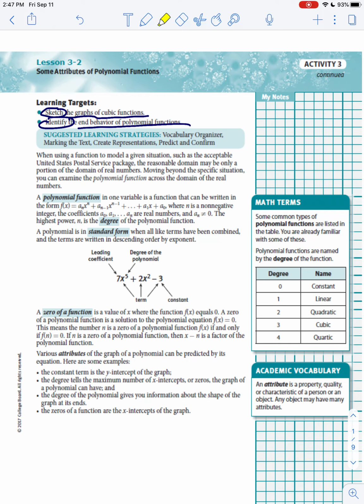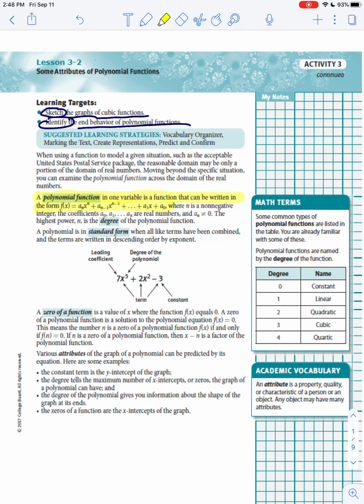So you know a polynomial is a function in one variable that can be written in this form. It looks messy, but it's really not. It's just a sub n x to the n. That just means a coefficient, and then it's x to a power, and then another coefficient, and then x to one less power, and so on.